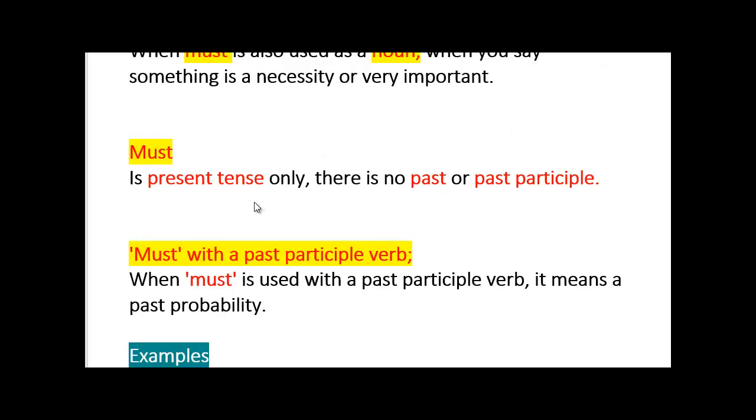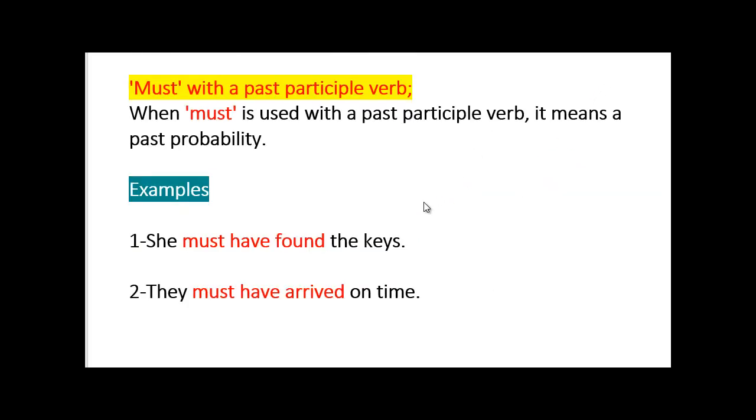Must is present tense. We don't have past or past participle, so we don't say musted. Like can and could, will and would, shall and should, may and might, but we don't have must and musted. So that is not acceptable. It's not there. There's no past and there's no past participle for must.